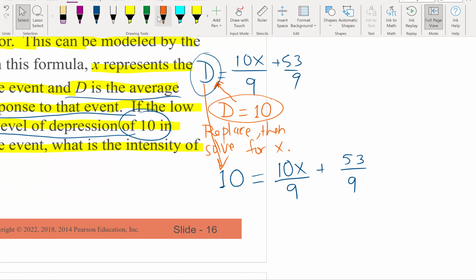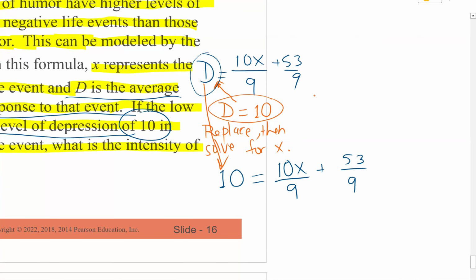How do we solve these again? Oh yeah, I'm going to multiply the whole thing by the LCD. I would just try to isolate x, but seeing fractions running around makes me sad. Speaking of depression, multiply both sides by the LCD.